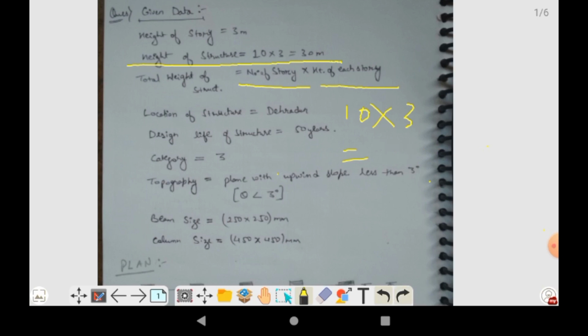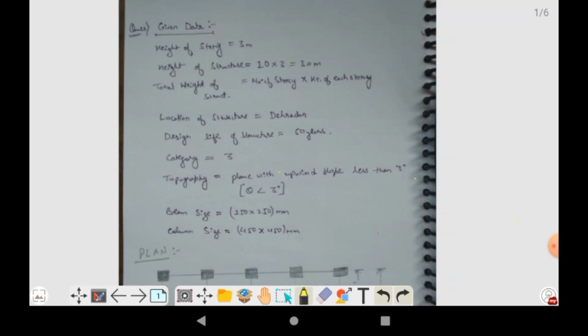Now the location of the structure is in Dehradun. The design life of the structure is 50 years, and the category in which the structure falls is the third category. And now the information about the topography: the angle is less than 3 degree. So theta is less than 3 degree, which is given here.